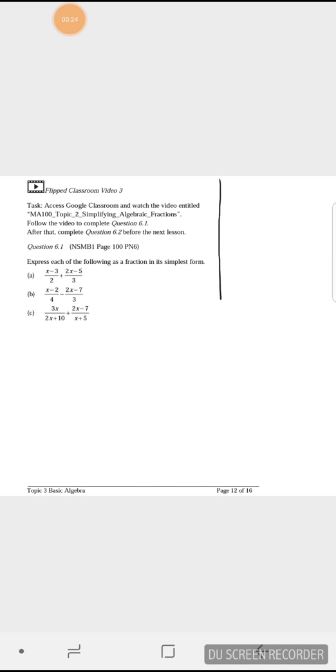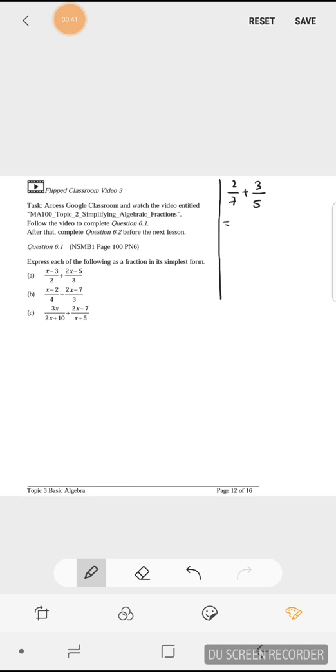Before we start working on algebra, let's consider this. Are you able to evaluate this expression? 2 over 7 plus 3 over 5. How will you evaluate this? Yes, you recall what you learned in primary school.